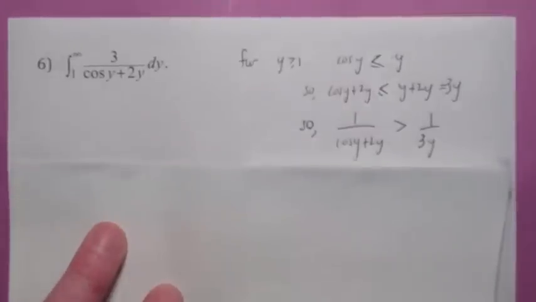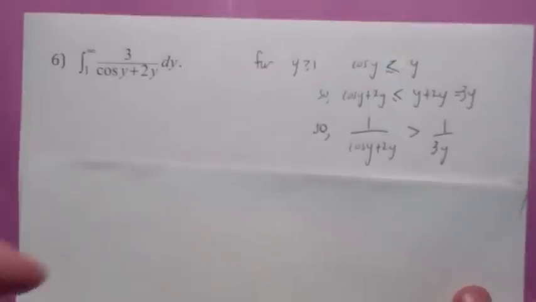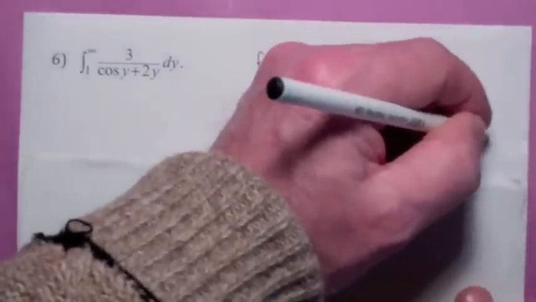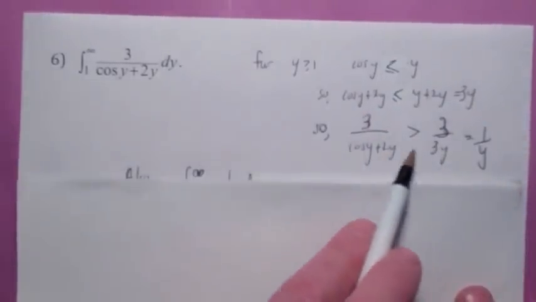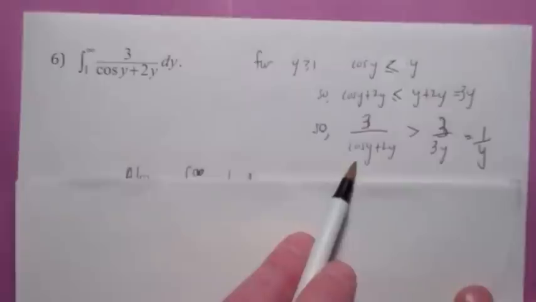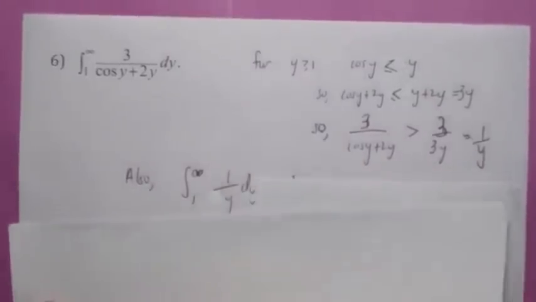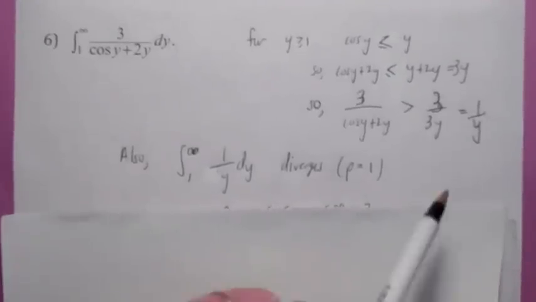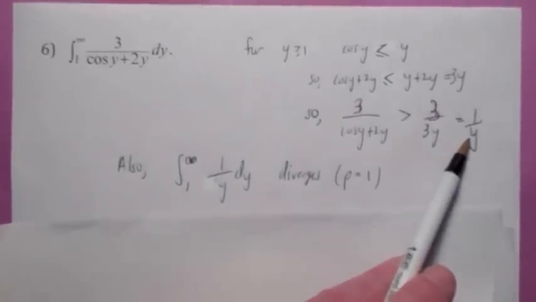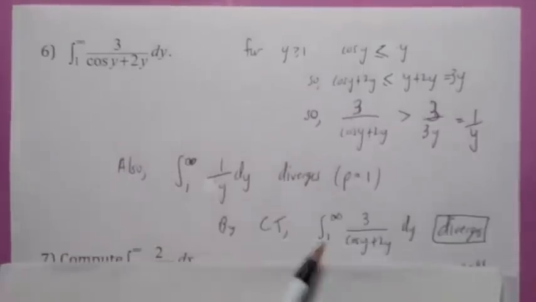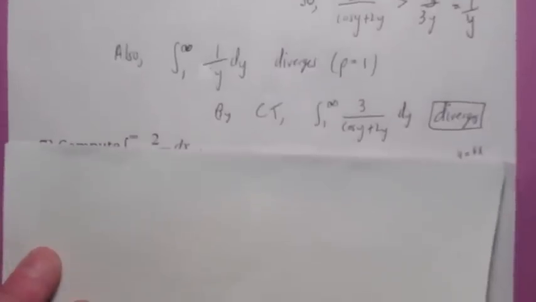So when you take the reciprocal, you get 1 over cosine y plus 2y is greater than 1 over 3y. I guess what I should have done is multiply by 3 on top. That's still true, right? So when you multiply by 3, it's still going to be true. Now I've got that 3 over cosine y plus 2y is greater than 1 over y, which is what I wanted. Now this integral diverges. Since the improper integral from 1 to infinity of 1 over y dy diverges, so does the improper integral from 1 to infinity of 3 over cosine y plus 2y. That's kind of sneaky, isn't it?